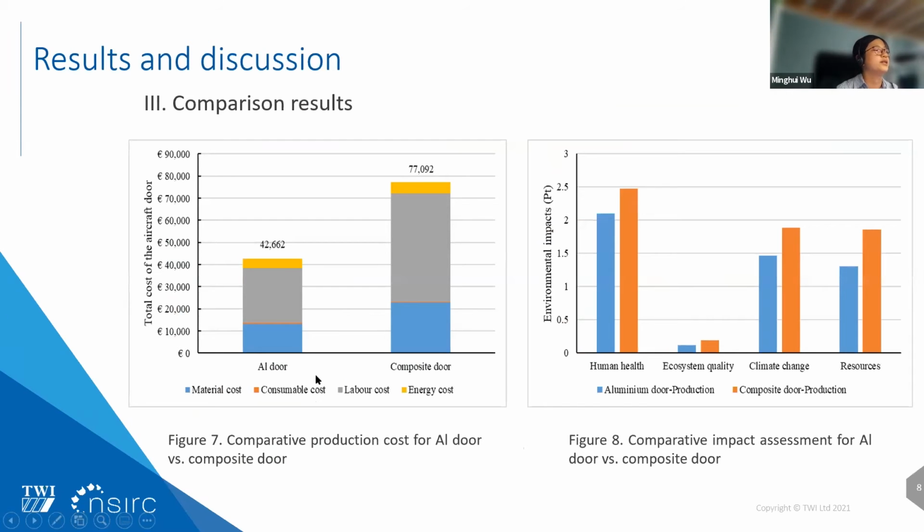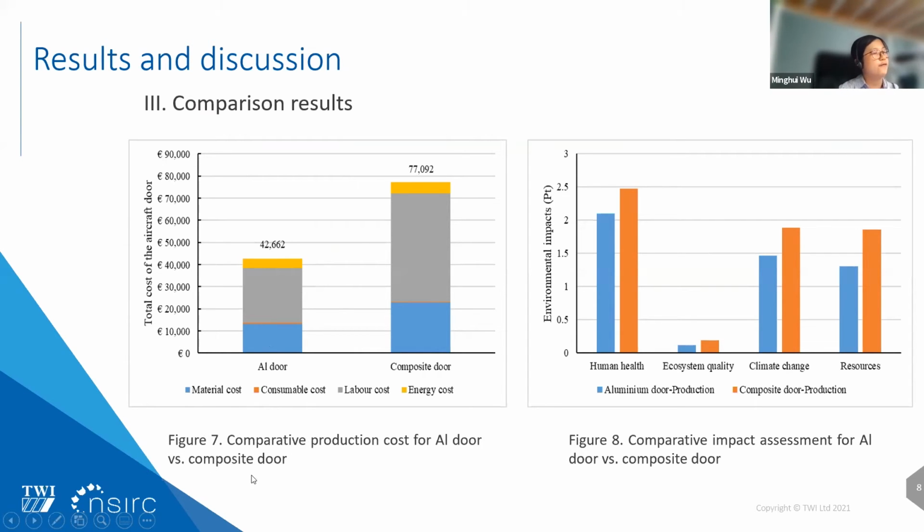And the same assessment was also applied to the conventional door, and the results compared with those for the composite door. We can see the left figure shows the comparison results in terms of the economic performance of the doors. The vertical axis is the cost, and the horizontal axis is the aluminum door and the composite door. And the different colors mean different cost categories.